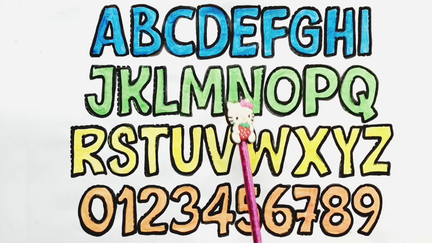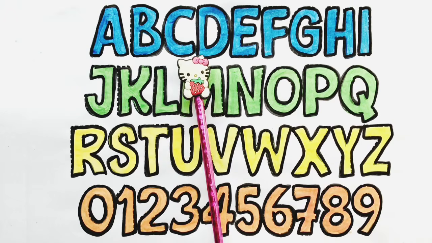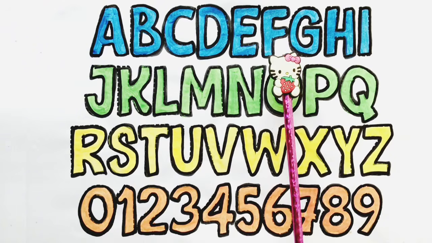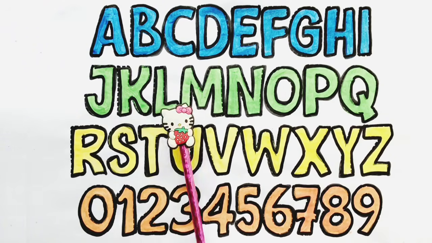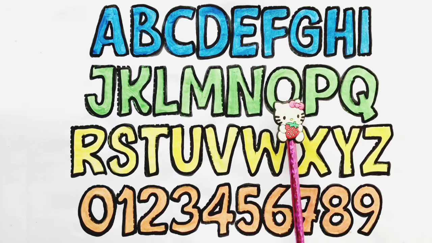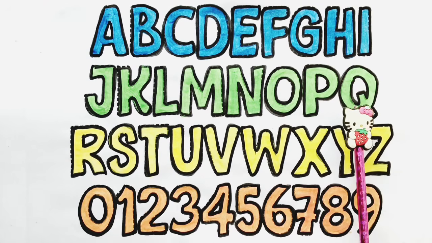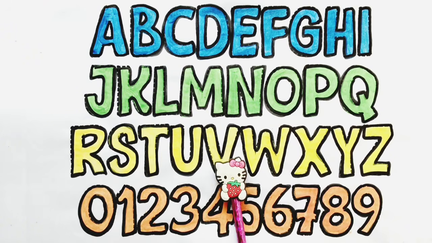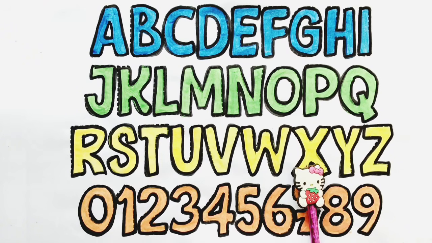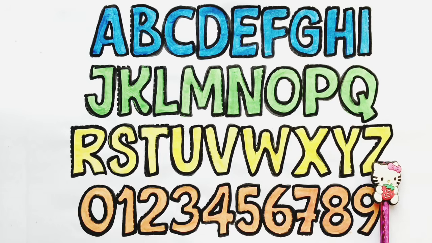Let's repeat again. Capital letter A, B, C, D, E, F, G, H, I, J, K, L, M, N, O, P, Q, R, S, T, U, V, W, X, Y, and Z. Number 0, 1, 2, 3, 4, 5, 6, 7, 8 and 9.